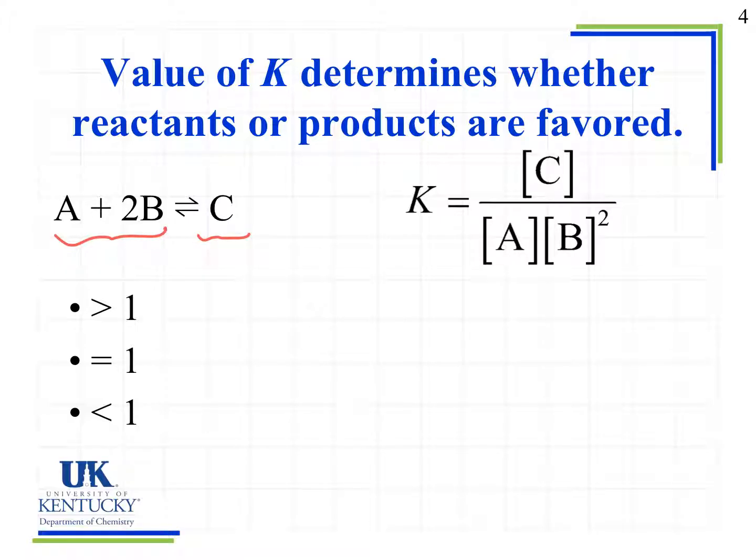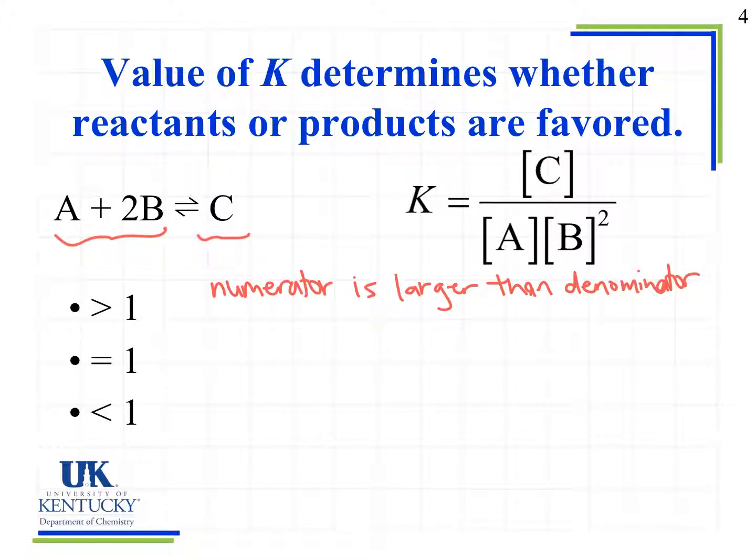So let's first look at when the value of K is greater than 1. So when we look at a value of K greater than 1, what that tells us is that the numerator is larger than the denominator. So the numerator is on top, it's larger than the denominator on the bottom, because that's the only way we could get a value greater than 1.